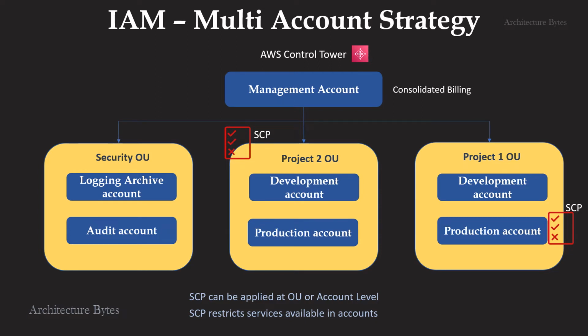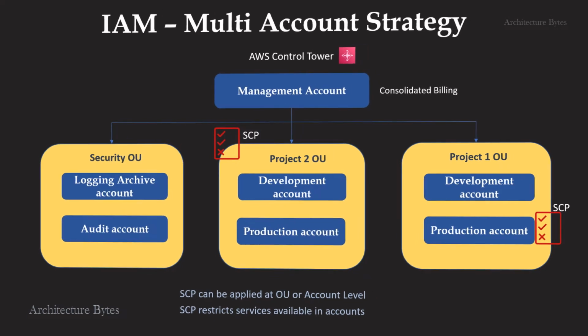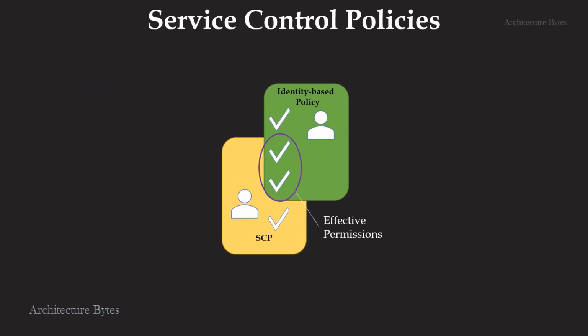You can still view the costs incurred in each account. This kind of multi-account strategy allows you to isolate workloads and environments from each other and helps you better meet security, compliance, and budget needs. If both identity-based policy and service control policy are applicable, here is how effective permissions are arrived at.